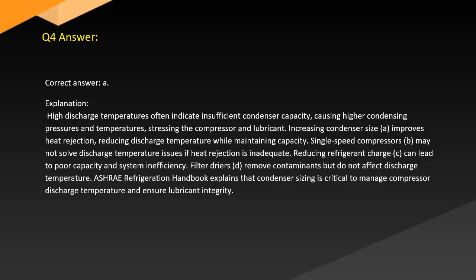Single-speed compressors (B) may not solve discharge temperature issues if heat rejection is inadequate. Reducing refrigerant charge (C) can lead to capacity loss and system inefficiency. Filter dryers (D) remove contaminants but do not affect discharge temperature. The ASHRAE Refrigeration Handbook explains that condenser sizing is critical to manage compressor discharge temperature and ensure lubricant integrity.